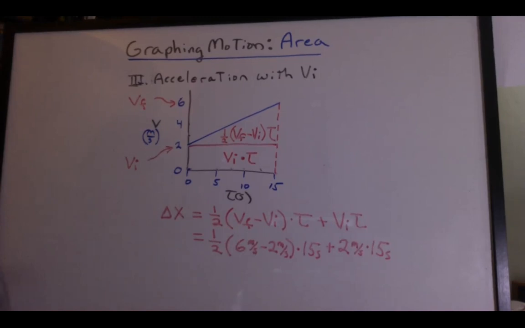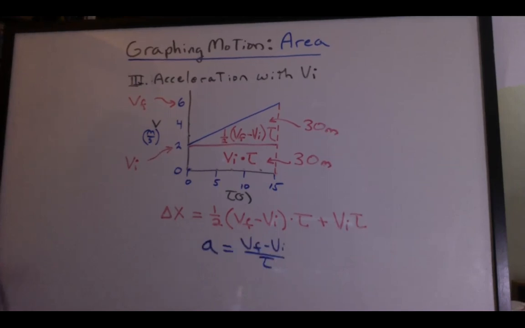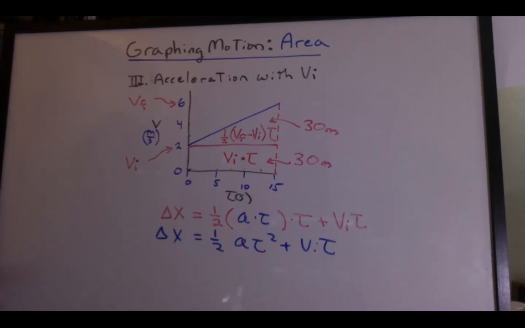Plugging in all our values, we get 30 meters and 30 meters. Each area was 30 meters, to get 60 meters for the displacement. The V final minus V initial looks like something we've seen before. How about the acceleration? I could just bring the t over, and now I have it. I can just substitute a times t, and now I have a new formula for displacement. It's 1/2 a t squared plus V_i t.